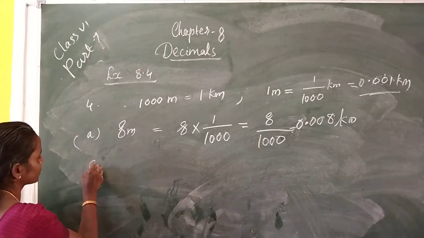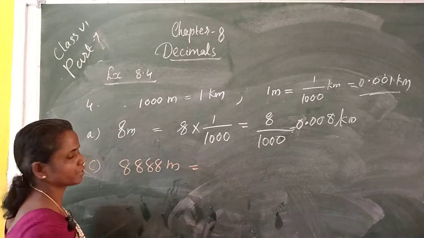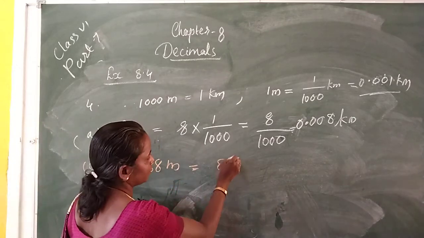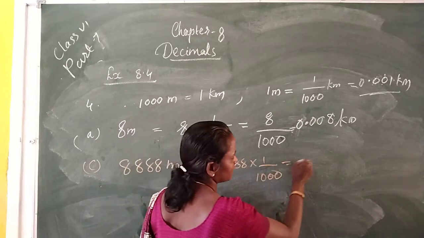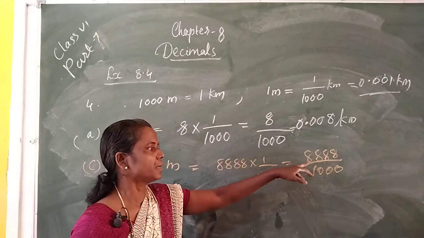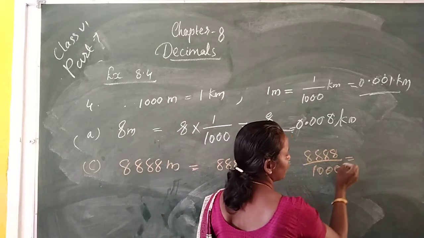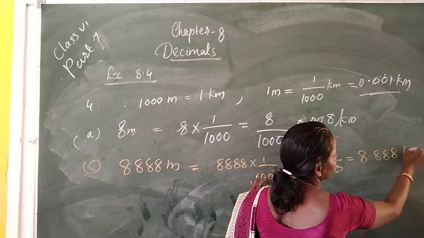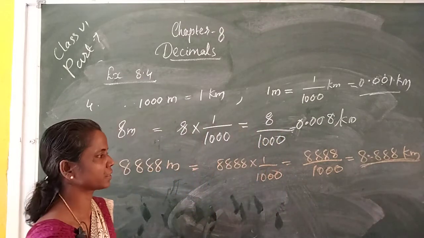The next, 8,888. Question number C. 8,888 meter is equal to, we can write, listen, 8,888 into 1 by 1000 is equal to 8,888 divided by 1000 is equal to how many? 1, 2, 3. So 8 decimal 888 kilometer.